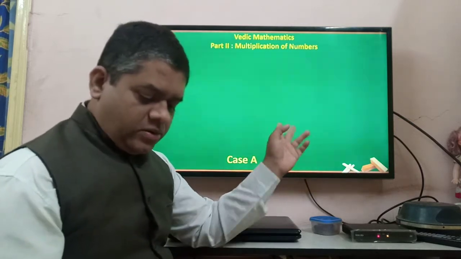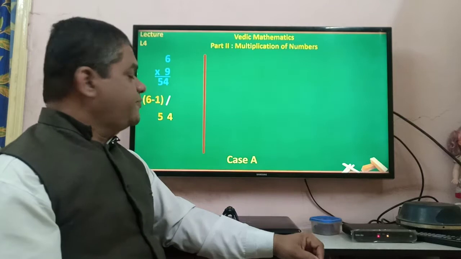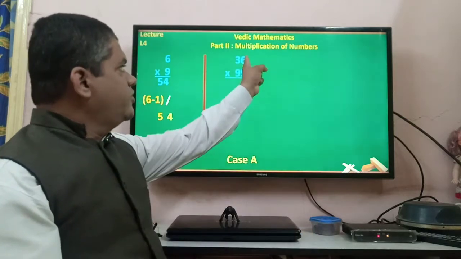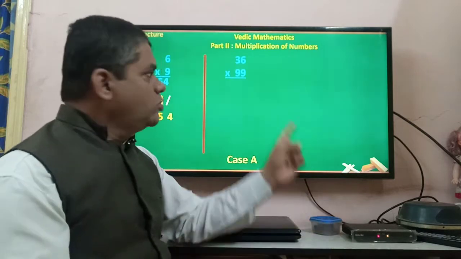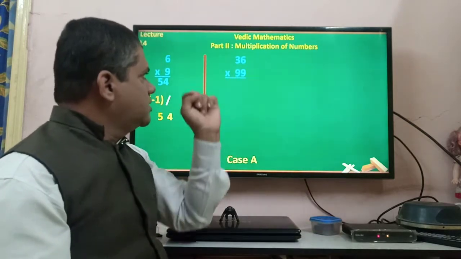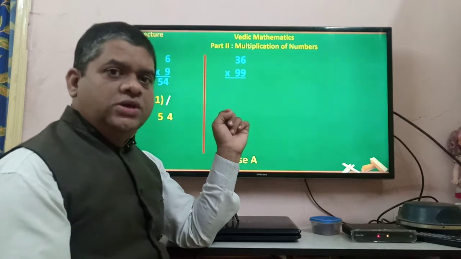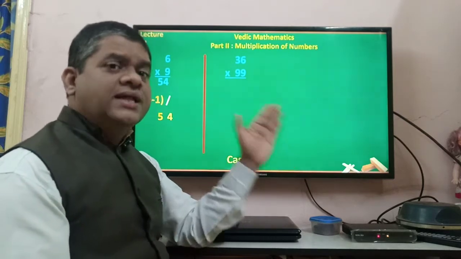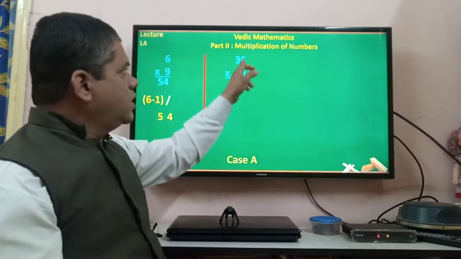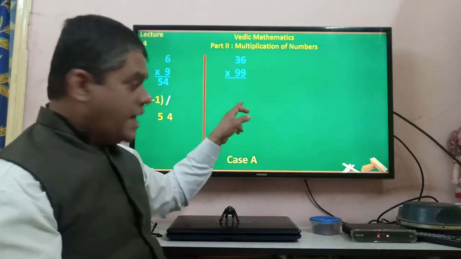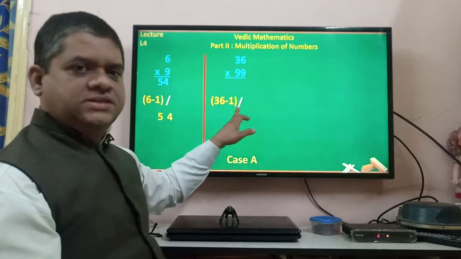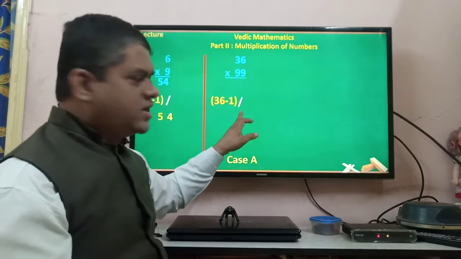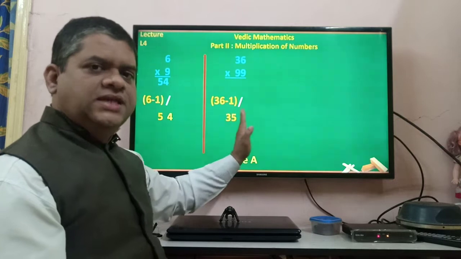Now let us see the next example. In the next example, we are going to multiply 36 by 99. Now when you want to multiply 36 by 99, again you have to first solve the left hand side. For the left hand side, you have to subtract 1 from 36. So if you subtract 1 from 36, you will get 35. This is the left hand side.